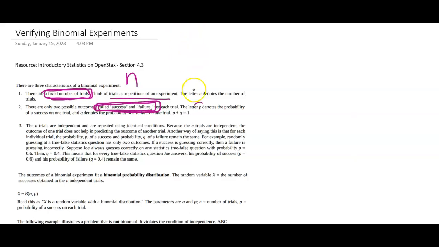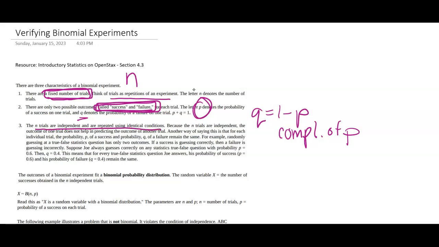We're going to say that that's letter P, and Q is going to end up what we call failure, and so Q must be 1 minus P. It must be the complement of P. It also must be true that the trials are independent under identical conditions.